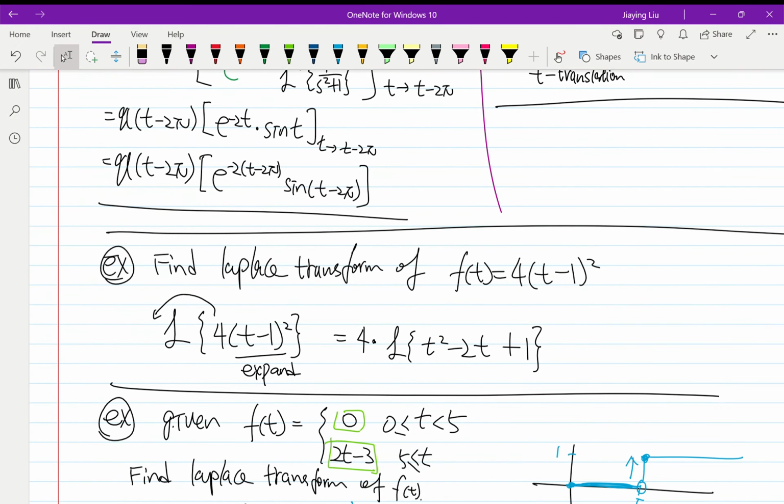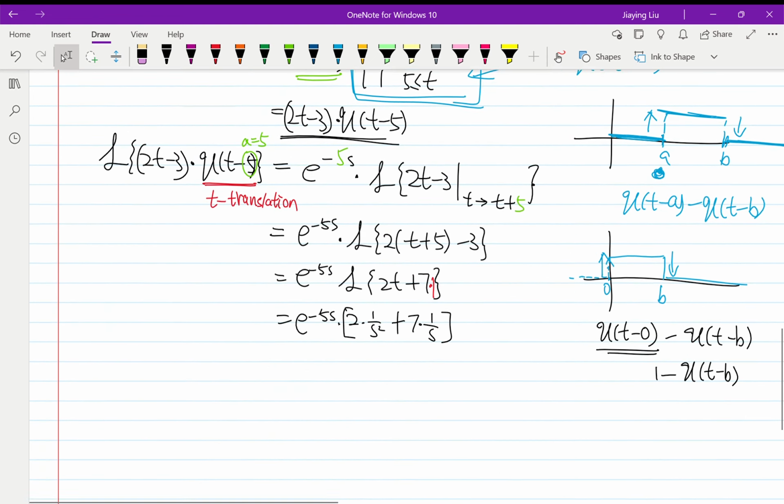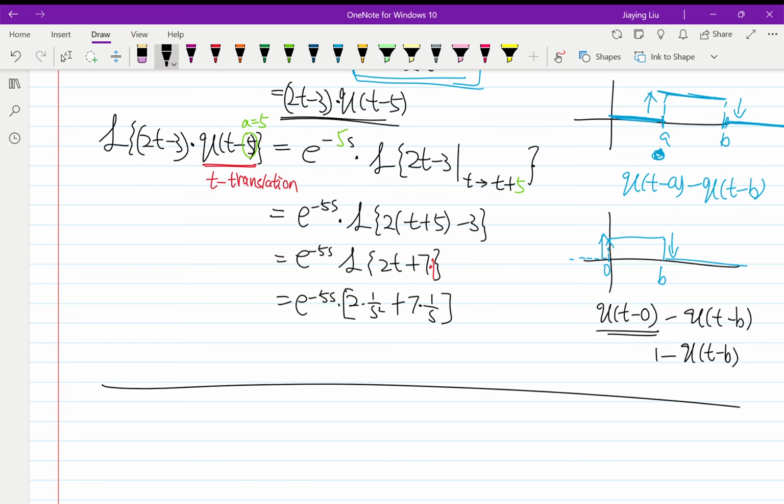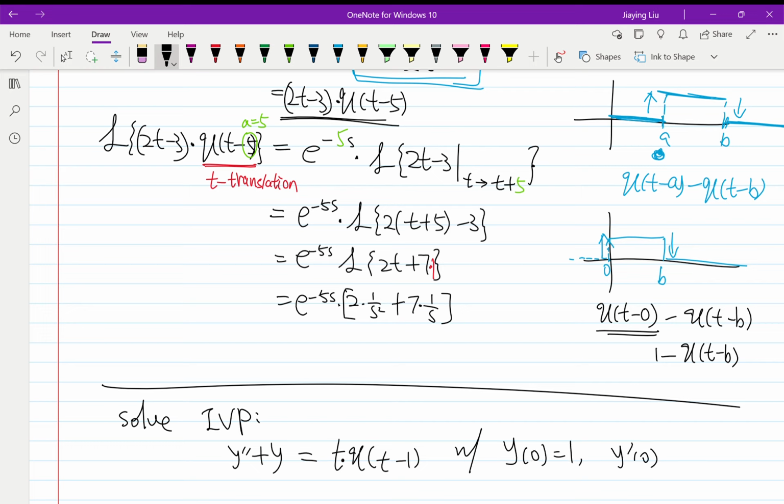Let's see, it's almost time, we have 4 minutes. Any other questions? So one problem I wrote, I didn't have time to go over, but I think we did a good amount of work, so maybe we can look at it quickly, not necessarily solving step by step. Solve the initial value problem y double prime plus y equals t times u(t minus 1), with initial conditions y(0) equals 1, y prime(0) equals 0.